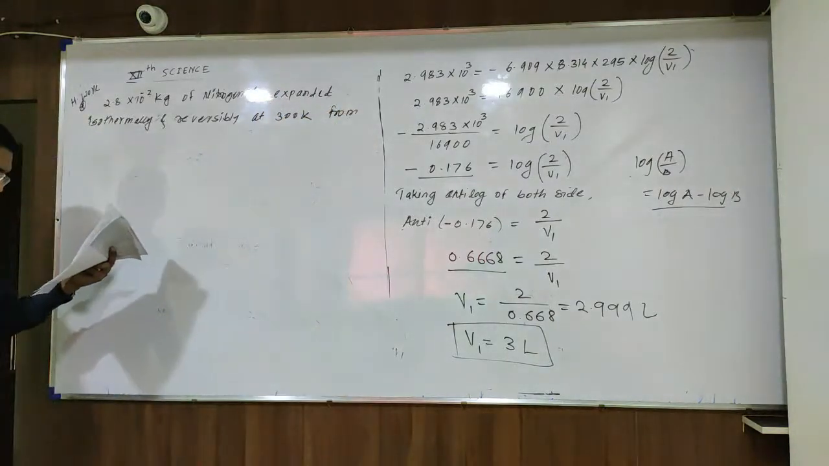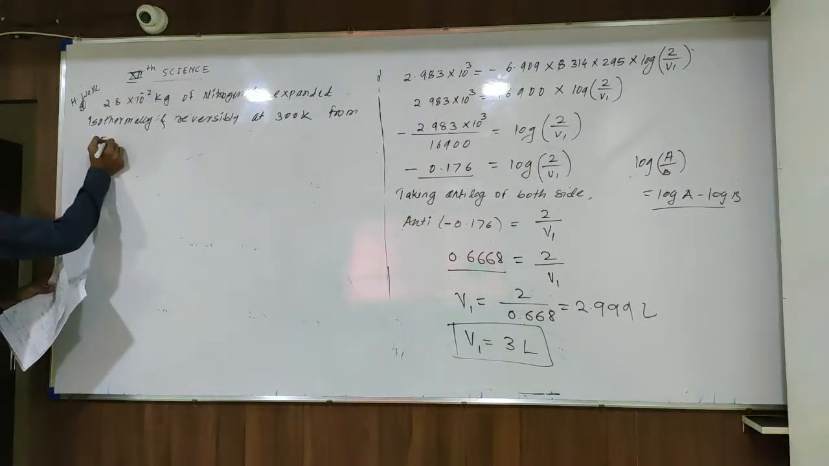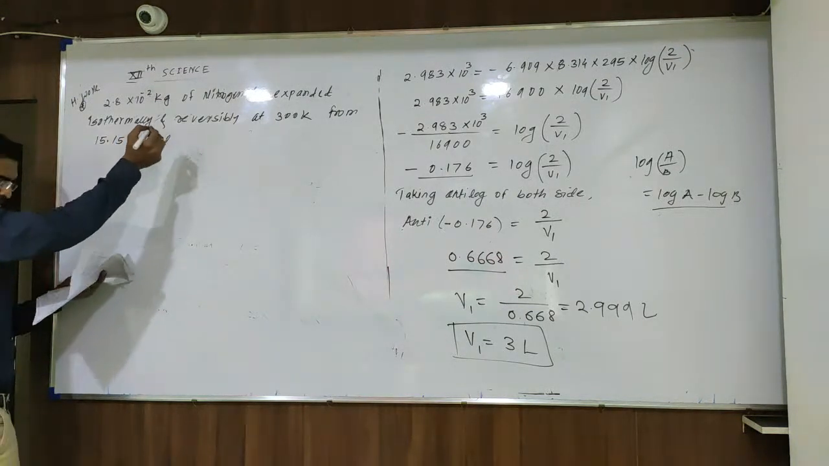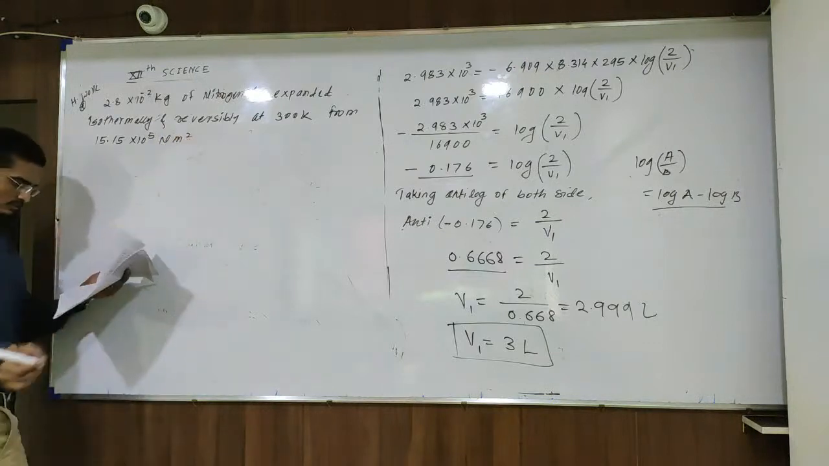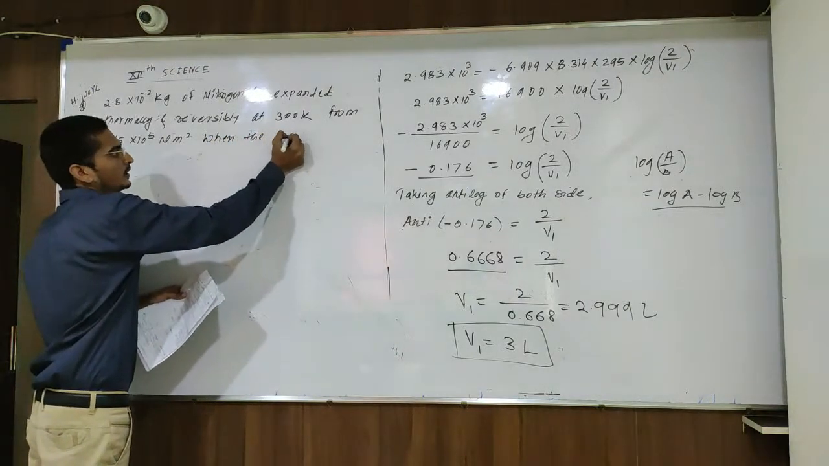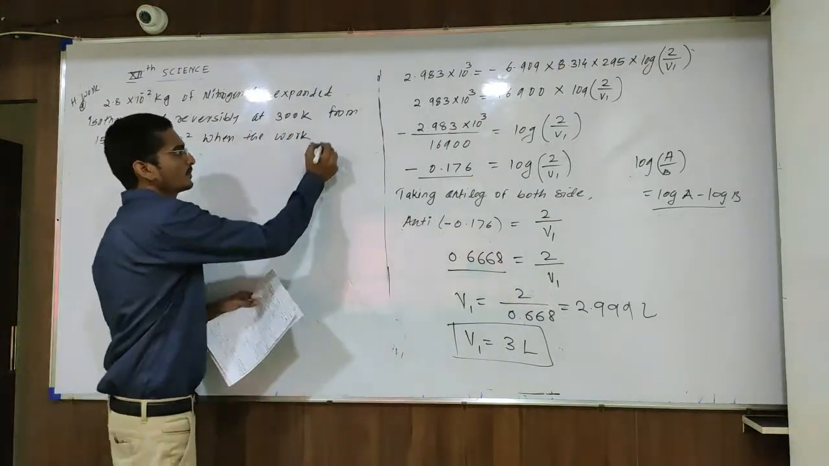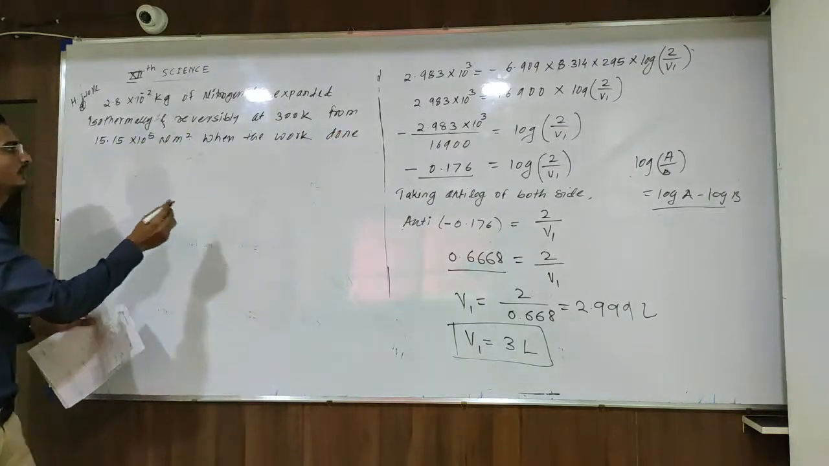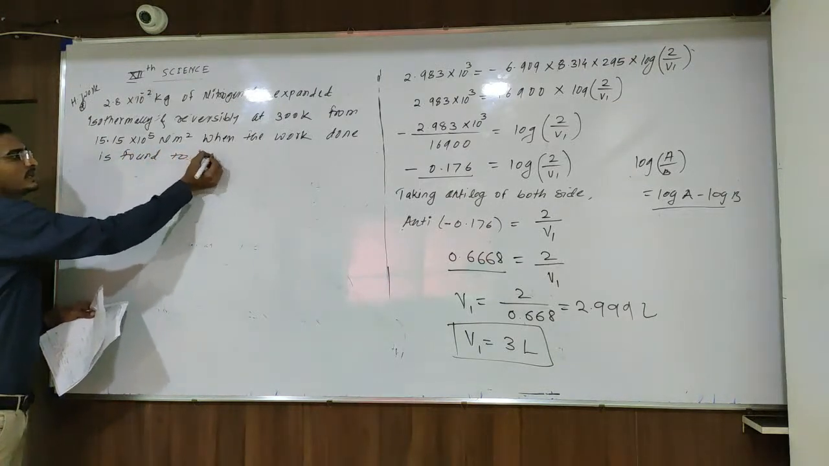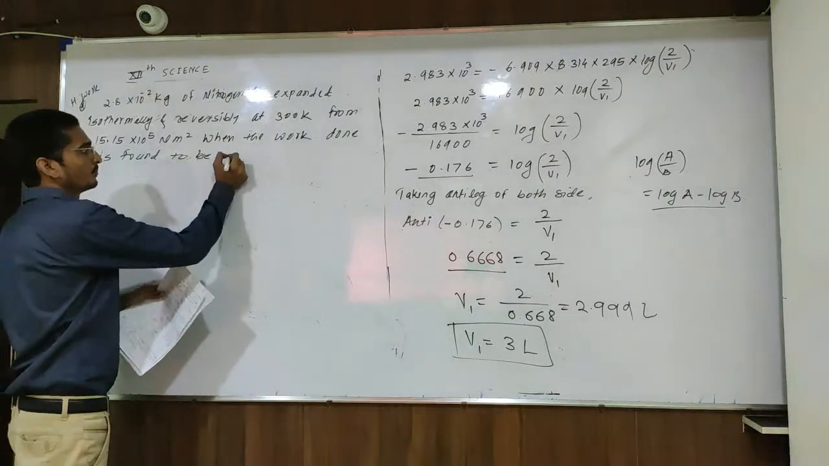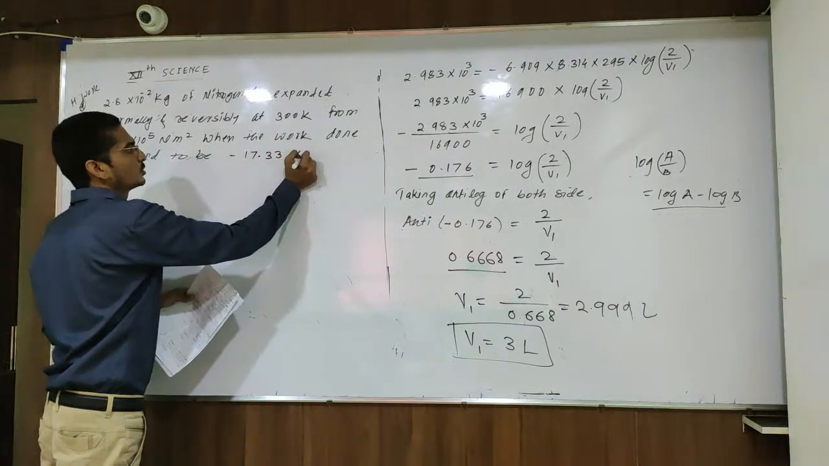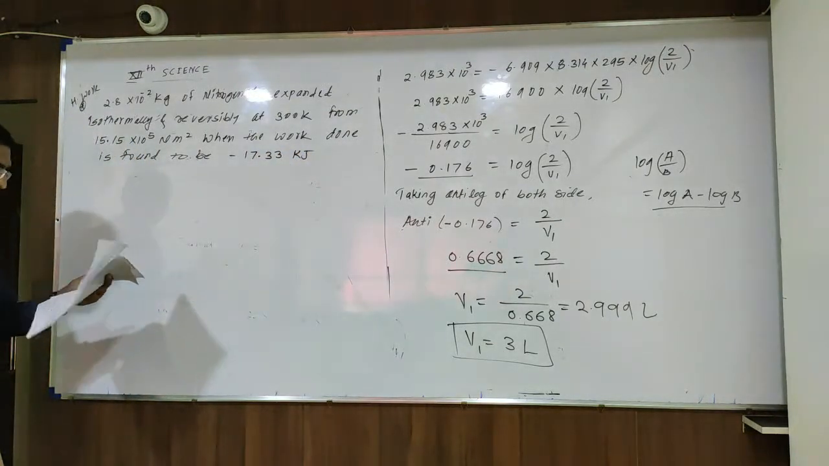from pressure 15.50 into 10 raised to 5 Newton per meter square, when the work done is found to be minus 17.33 kilojoule. Okay, find out final pressure.